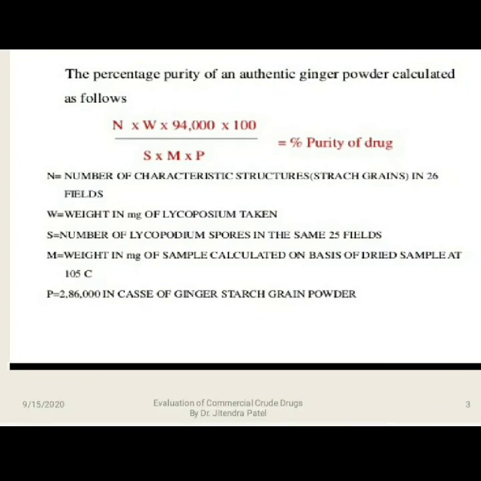And M is the weight in mg of the sample calculated on the basis of the dried sample at 105 degrees centigrade. So ginger we need to dry first, then we take the powder. And P indicates 286,000 in the case of ginger starch grain powder. So that is a fixed value. We put these into the formula and we get the percentage purity of the drug, in the case of ginger. We are calculating like this. So this is the authenticated one. When other methods fall short in microscopic evaluation, we perform the Lycopodium spore method. So here we completed the microscopical evaluation.